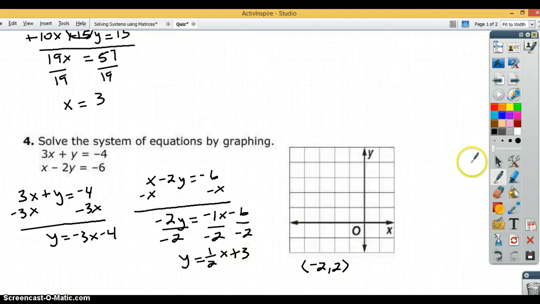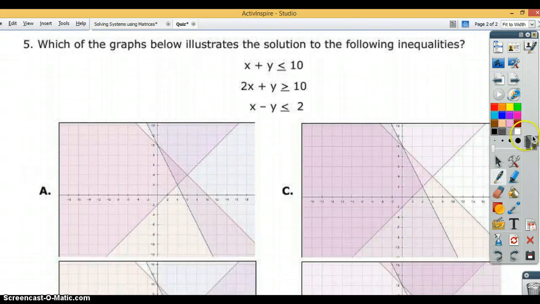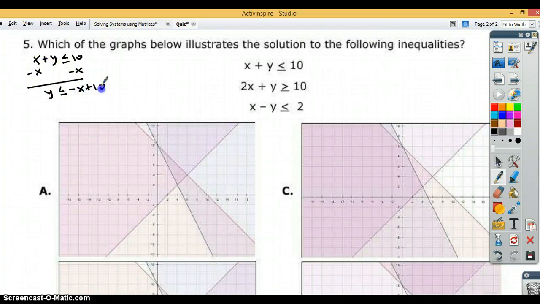Alright, so last problem. Alright, so we got this one right here. It says, which of the graphs below illustrates the solution to the following inequalities? So we have to solve each of these for y first. So we'll start over here. x plus y is less than or equal to 10. Subtract x. And we get y is less than or equal to negative x plus 10. Alright, so there's one inequality we're going to put in.